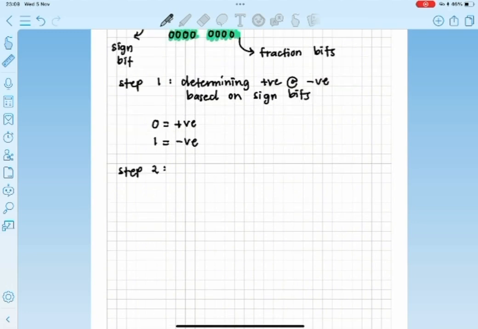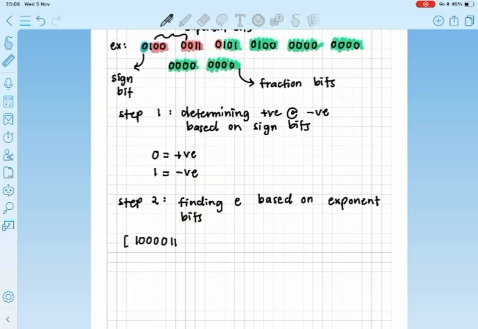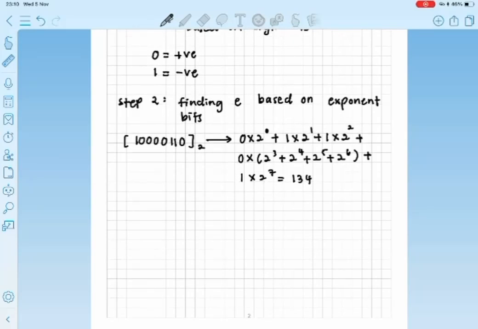So, let's convert the binary representation to its decimal equivalent, just for the exponent. In this case, it is in binary, and converting this to its decimal equivalent would be 0 times 2 to the power of 0, plus 1 times 2 to the power of 1, plus 1 times 2 to the power of 2, and so forth. We reach the last one, which over here would be 1 times 2 to the power of 7. So this will be 134. Now, we have to make sure that we deduct the bias from this value. So it will be 134 minus the bias, and we will get 7.